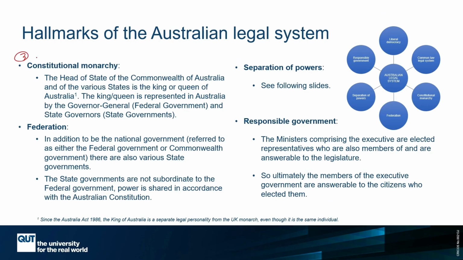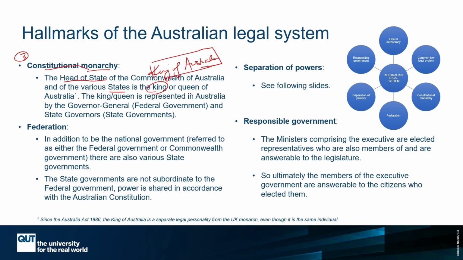The third key thing to recognise is that we are a constitutional monarchy. Oh my goodness, what does that mean? Well, the head of state of Australia and the states is the King at the moment, the King of Australia. That sounds really odd, doesn't it? But they actually are the King of Australia. And they're not our head of state as the King of England. That was changed in 1986. So we have the King of Australia as the head of state.